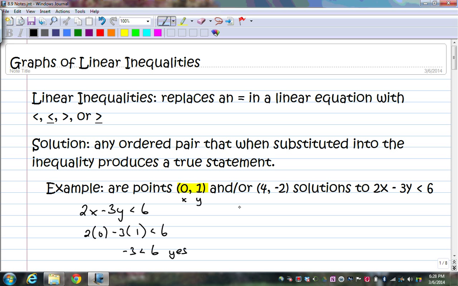For the next one, 2x - 3y < 6, and I have (4, -2). So I have 2 times 4 minus 3 times -2 less than 6. And this turns out to be 8 plus 6, because of the double negatives, is less than 6. And this is 14 < 6. This is not true. So no, this is not a solution to the inequality. So again, you just substitute the numbers in for the x and the y, and if you end up with a true statement, it is a solution. If not, it is not.